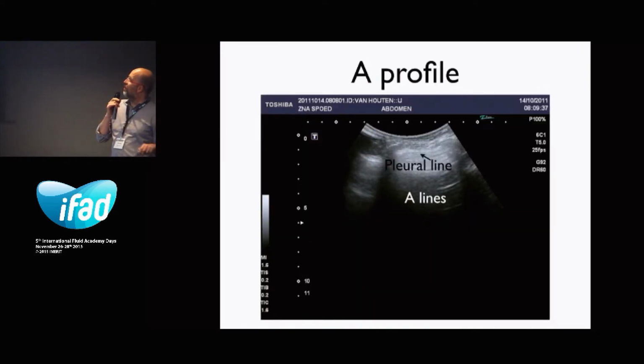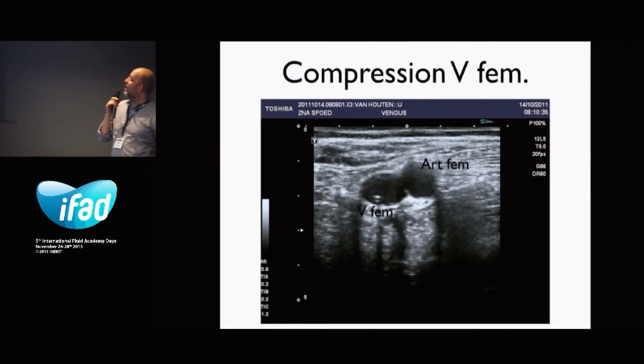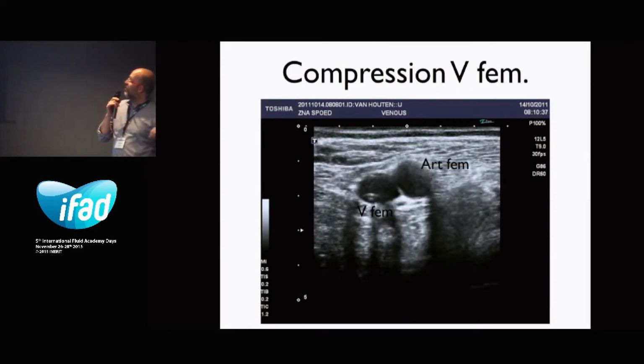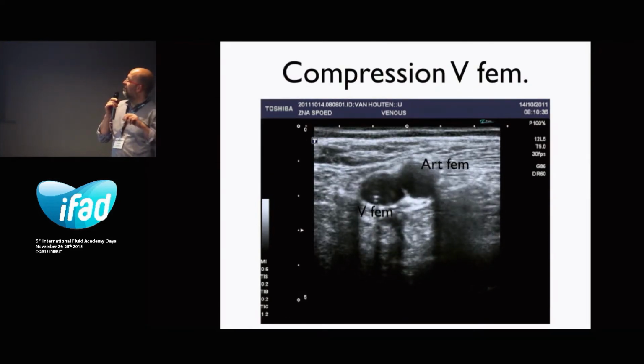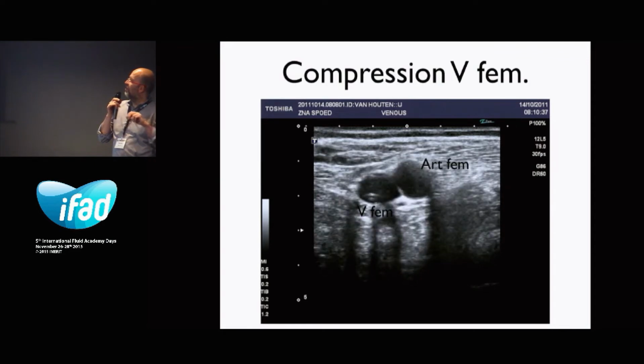But then we go to ultrasound. Normal pleural lines, normal A lines. And when we compress, this is the femoral vein. It can't be compressed. And there's a little thrombus in it.